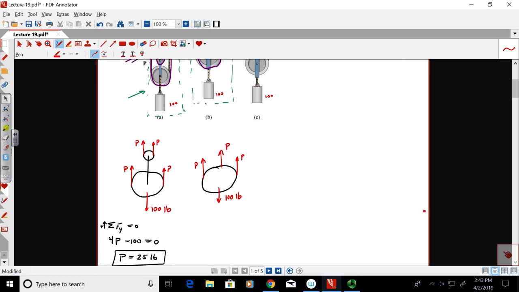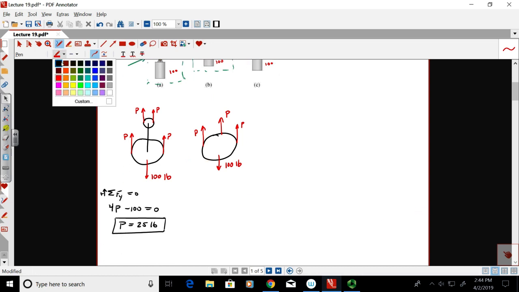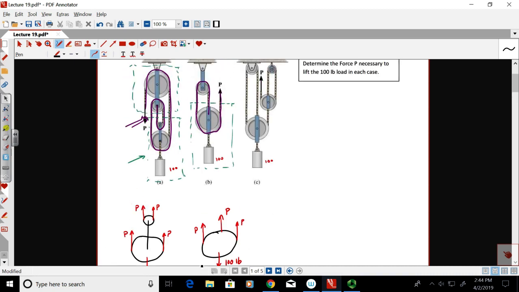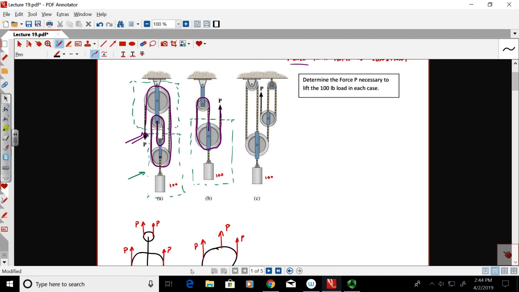So this is a pretty easy free body diagram as well. Sum of the forces in the y direction equals 0, up being positive. You got 3P minus 100 equals 0. So, okay, that's easy. P in this case is about 33.3 pounds. So that's a 3-to-1 pulley. In this case, this pulley system is 3-to-1. I have to pull 33.3 pounds to lift up the 100-pound force.